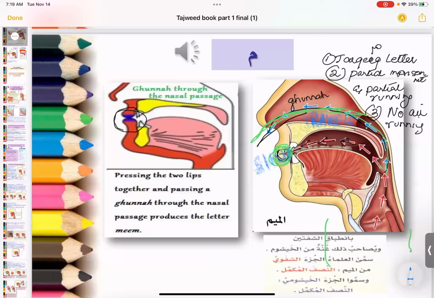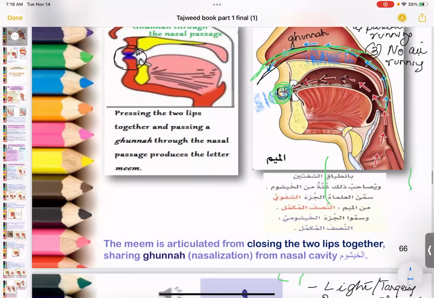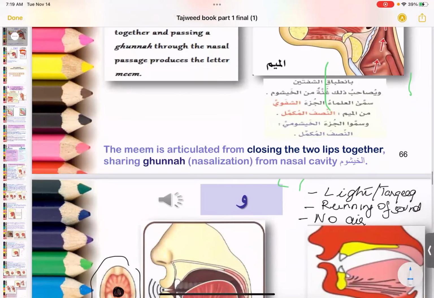Does meme have air in it? Meme does not have air in the sound. It does not have hums in it. But meme has a ghunna, right? This ghunna is nothing but a nasal sound. If you prolong the nasal sound, you can prolong it in your nose and run it through your nose to get the sound as long as you want.